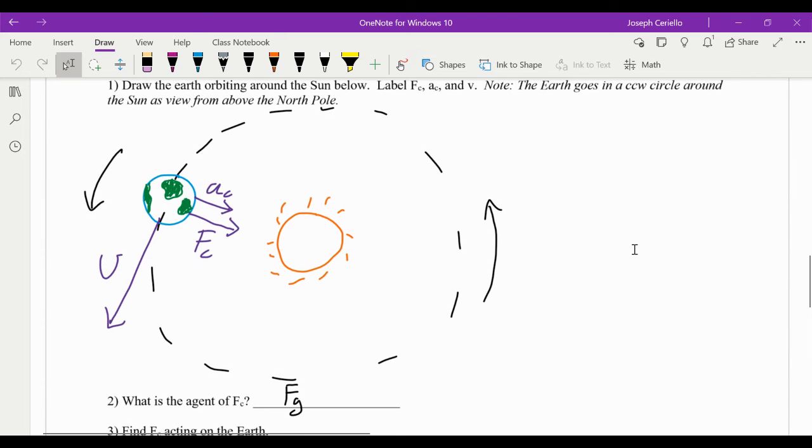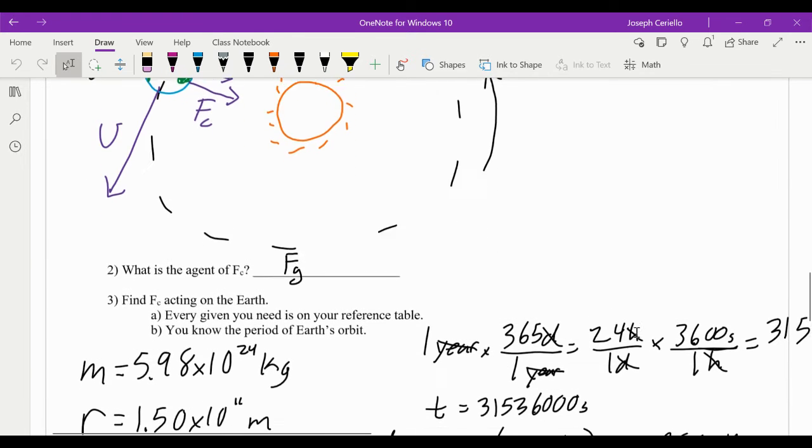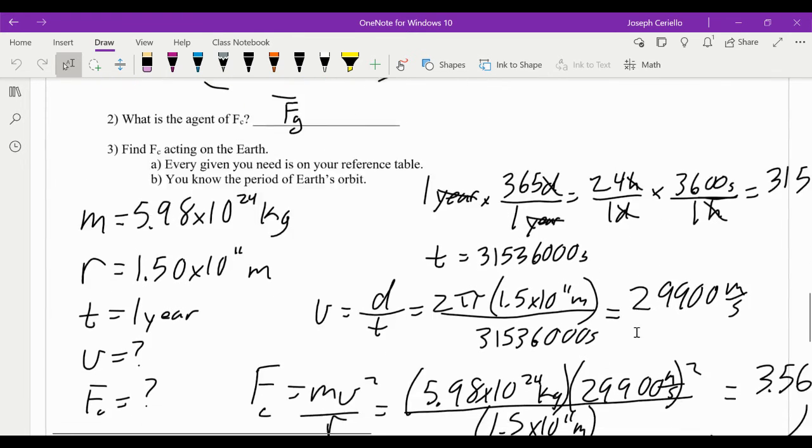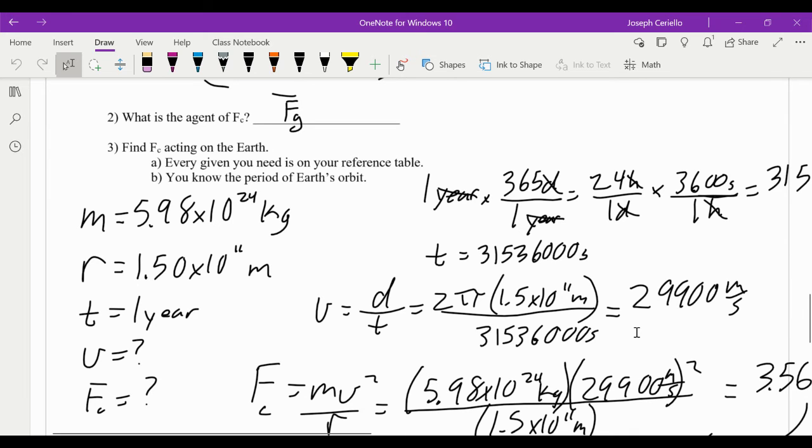So if we calculate the centripetal force, we calculated the force of gravity. So let's do that. Let's calculate the centripetal force. So there's a lot of work here, but let's look at some of the stuff from our reference table. I'm not going to write this all from scratch because the numbers are big and I don't want to mess them up. So first things first, write our givens.